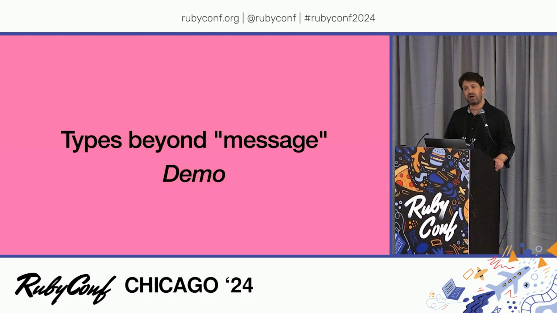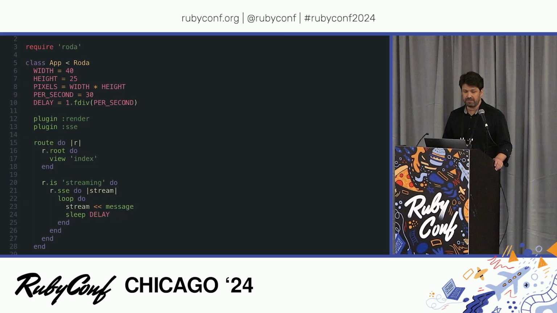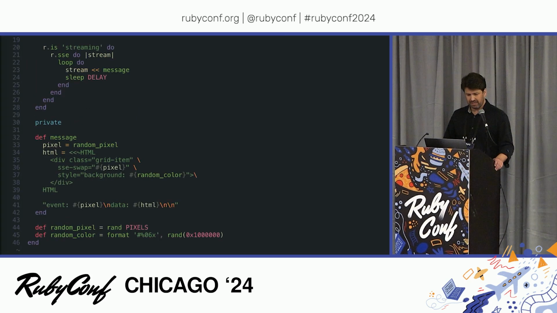So SSE also supports types beyond message. So messages, if you don't give SSE a type, it says, we'll call that message. And that's in the spec. So let's look at types. So here we have another Roda app. I'm going to specify a message is basically being pushed onto the stream. So what's the message? Here, the message is going to be some HTML.